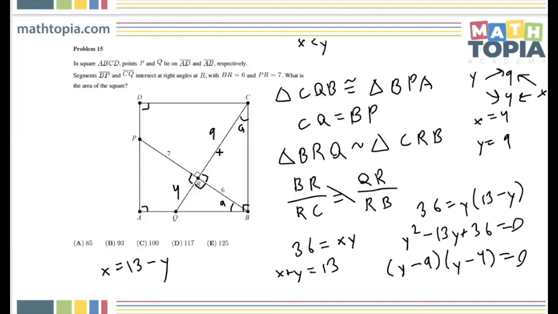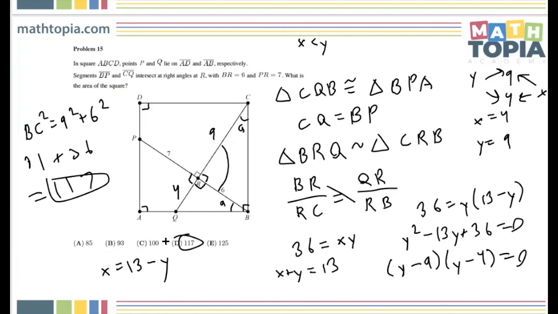Probably the most simple, just using Pythagorean theorem here on the 6 and the 9, in order to get, well, BC squared is just equal to 9 squared plus 6 squared. We don't even need to solve for BC because BC squared is just the area of the square, which is what we're looking for. So our answer is just going to be 81 plus 36, which is going to give us 117, and that is our answer, choice D.